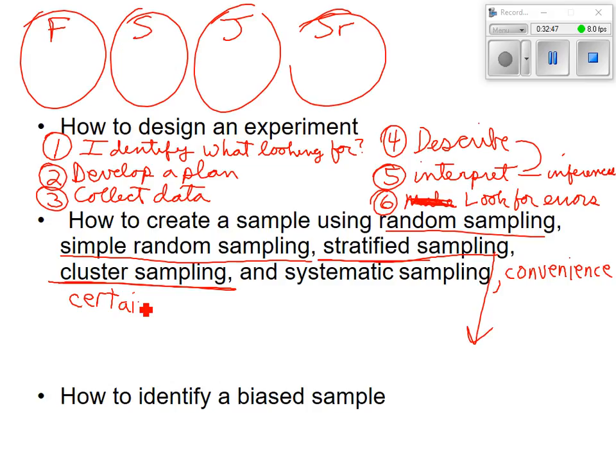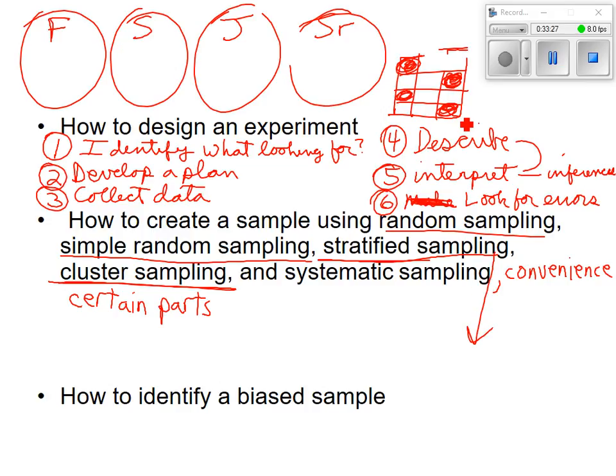So certain clusters, certain what? Groups, certain parts maybe. You pick certain areas. A lot of times with cluster, you'll see something like this. They'll split something up. Maybe they split up New Paris into all the blocks, and then they just pick this cluster, that cluster, that cluster, and they survey those certain areas maybe.